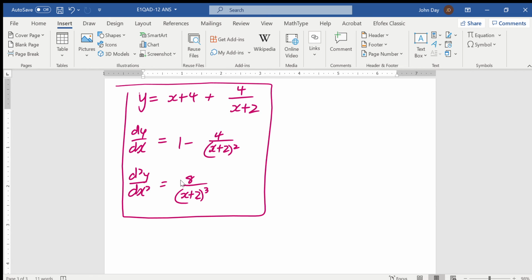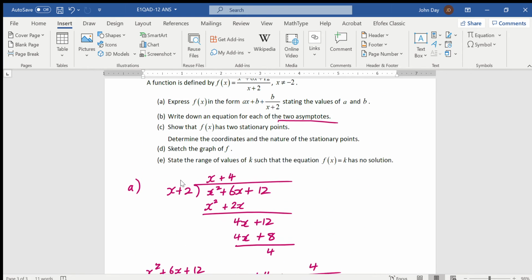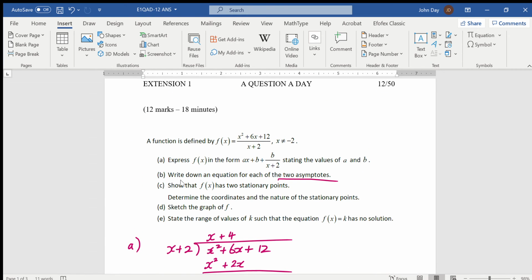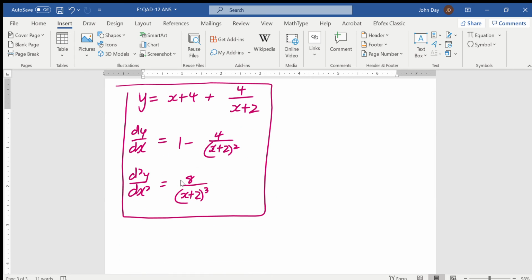We've been asked to do the following. I'll just go back to the question all the time, just check what I'm asked to do for part C. Show that there are two stationary points, then determine the coordinates and the nature of them. So, for stationary points, dy/dx equals 0, doesn't it? The first derivative is 0. So 1 minus 4 on (x plus 2) squared equals 0.